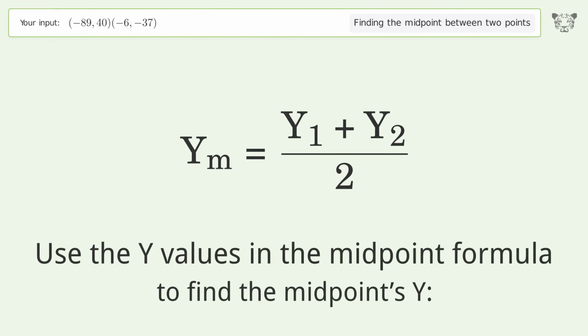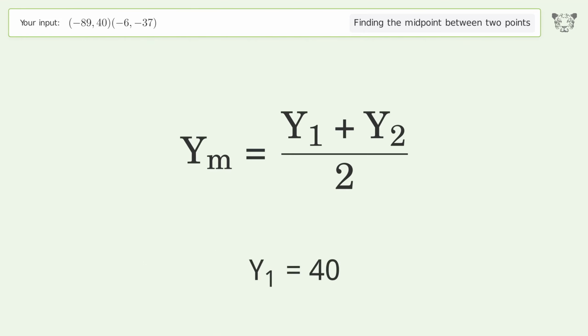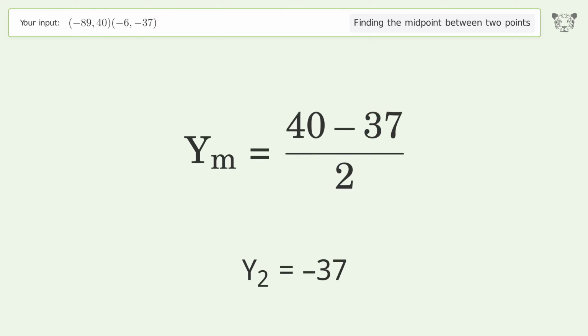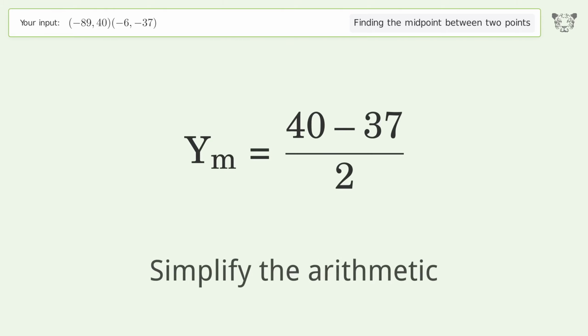Use the y values in the midpoint formula to find the midpoint's y. y1 equals 40. y2 equals negative 37. Simplify the arithmetic.